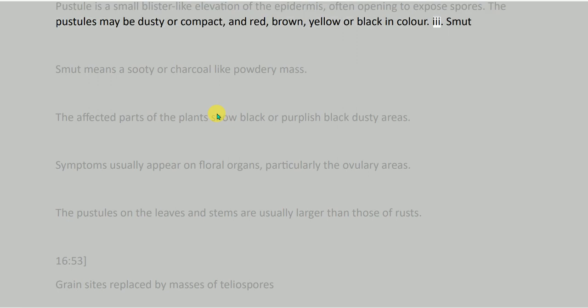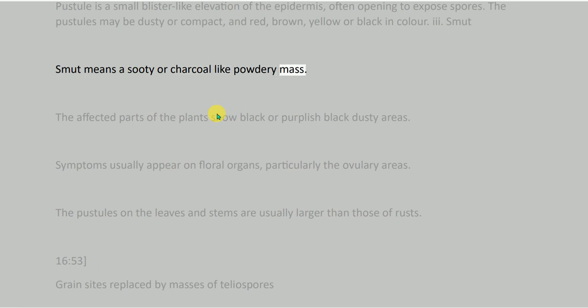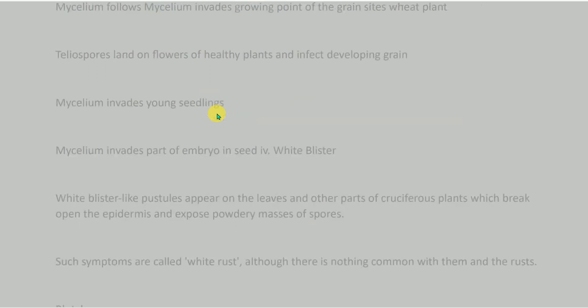3. Smut means a sooty or charcoal-like powdery mass. The affected parts of the plants show black or purplish-black dusty areas. Symptoms usually appear on floral organs, particularly the ovulatory areas. The pustules on the leaves and stems are usually larger than those of rusts. Grain sites are replaced by masses of teleospores. Mycelium invades the growing point of the grain sites. Wheat plant teleospores land on flowers of healthy plants and infect developing grain. Mycelium invades young seedlings, and part of the embryo in the seed.